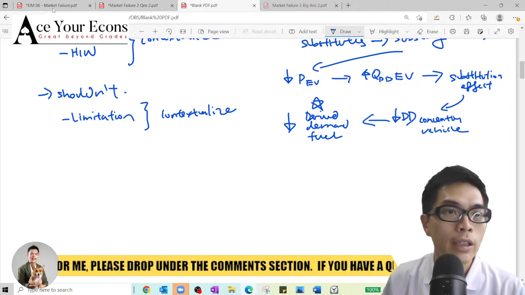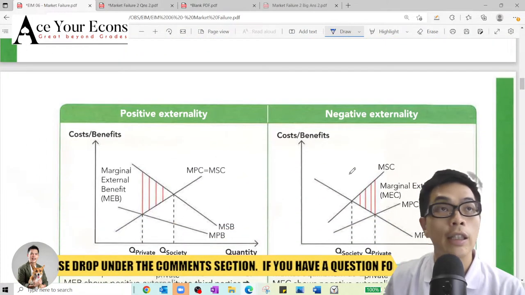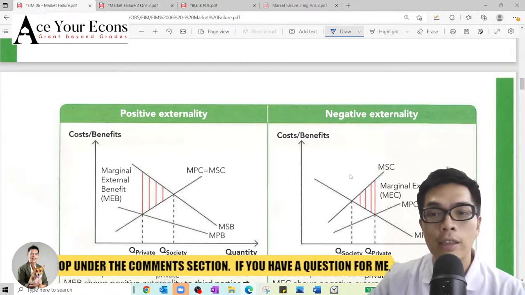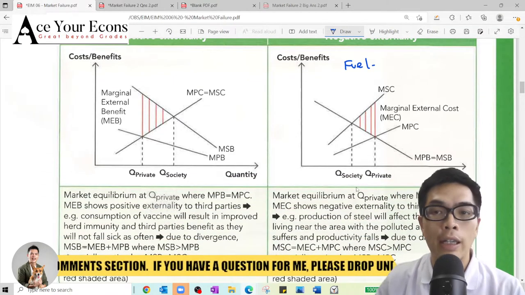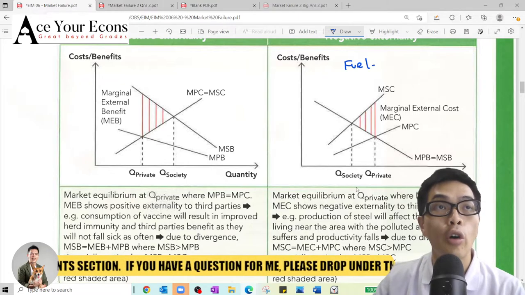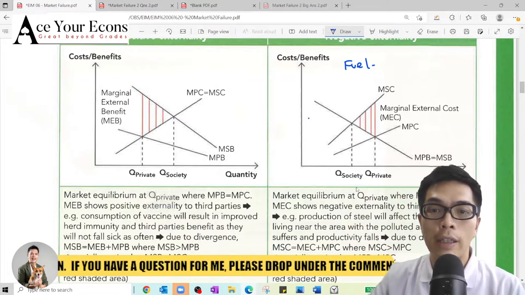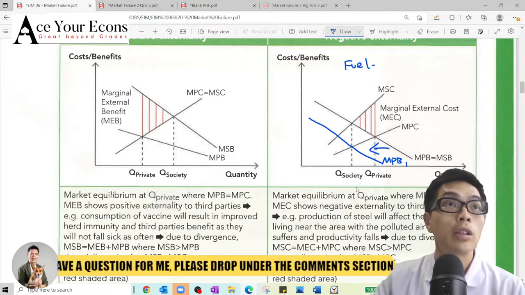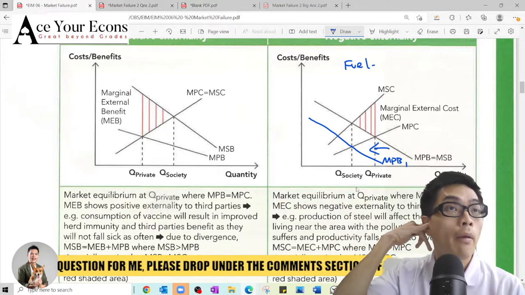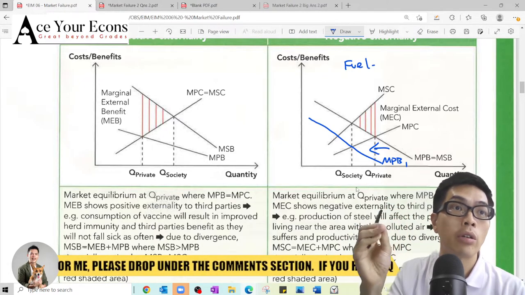And now, let's use the diagram to illustrate. So for instance, this is the negative externalities as a result of consumption of fuel. Then in that case, how are we going to illustrate this? We realize that because of a fall in derived demand for fuel, this is how it's going to work. Your demand for fuel is going to go down. So this is the diagram that you need to show. The private demand, or the MPB of fuel, is going to fall to the left.